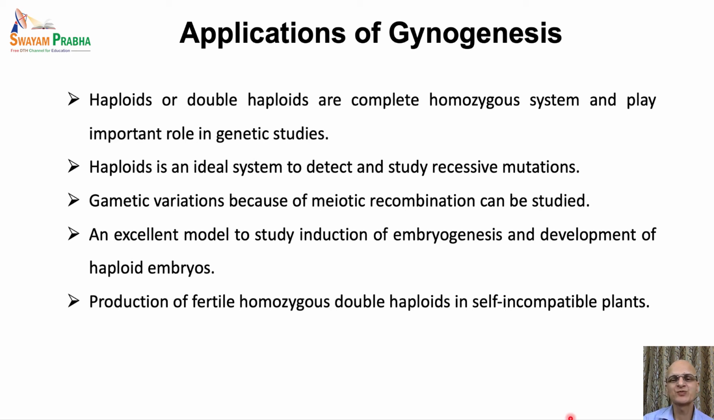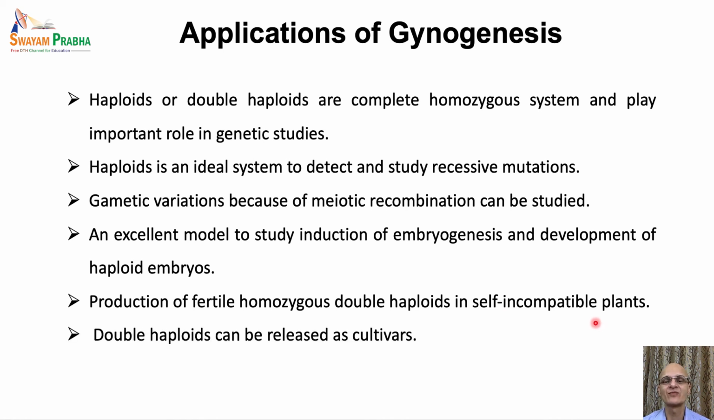For the many plant species which are self-incompatible, inbreeding is not possible, and therefore production of homozygous or pure lines for these self-incompatible plants is very difficult. Therefore, production of fertile homozygous double haploid plants can be very useful and can be easily obtained. Haploids are very useful for genetic mapping and genomic studies, and further the double haploids can be released as new cultivars too.